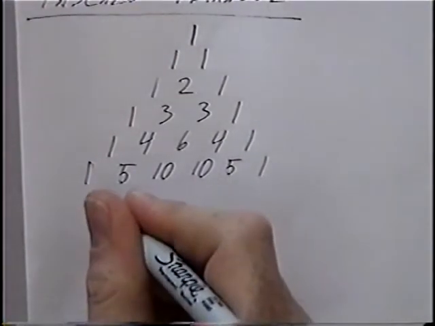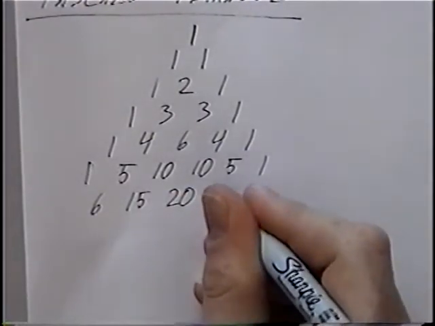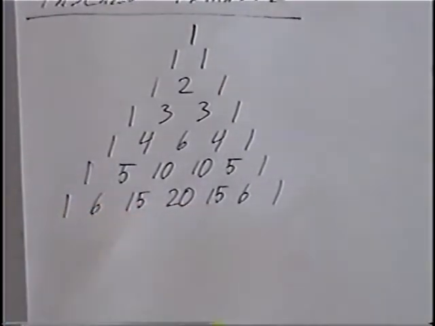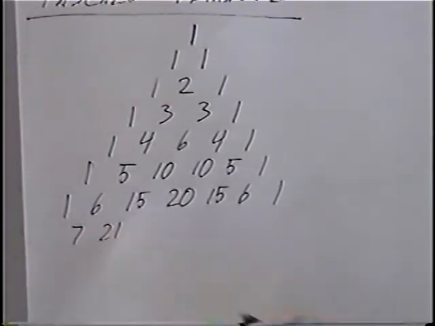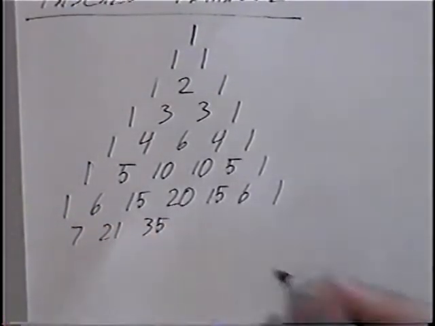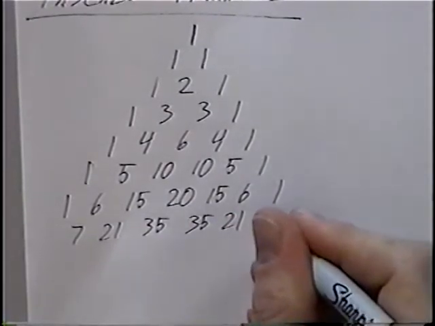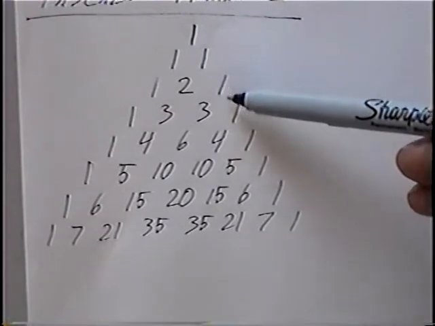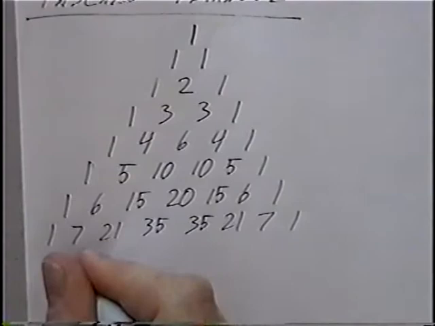The next row would be 6, 15, 20, 15, 6, and 1 on both sides. Next row would be 7, 21, 35, 35, 21, 7, and 2 1s. This last row that we did, that would be row 1, 2, 3, 4, 5, 6, 7, 8, and we'll continue on to do one more.